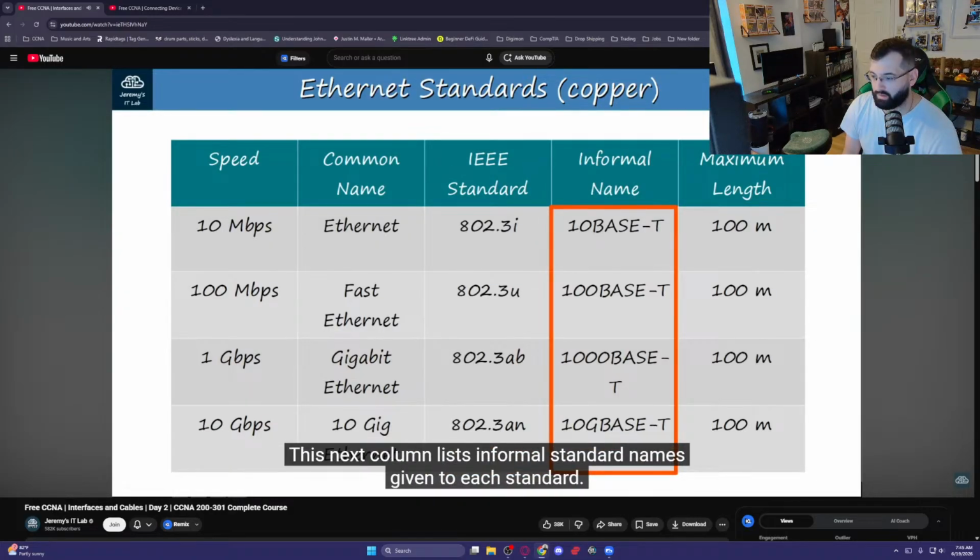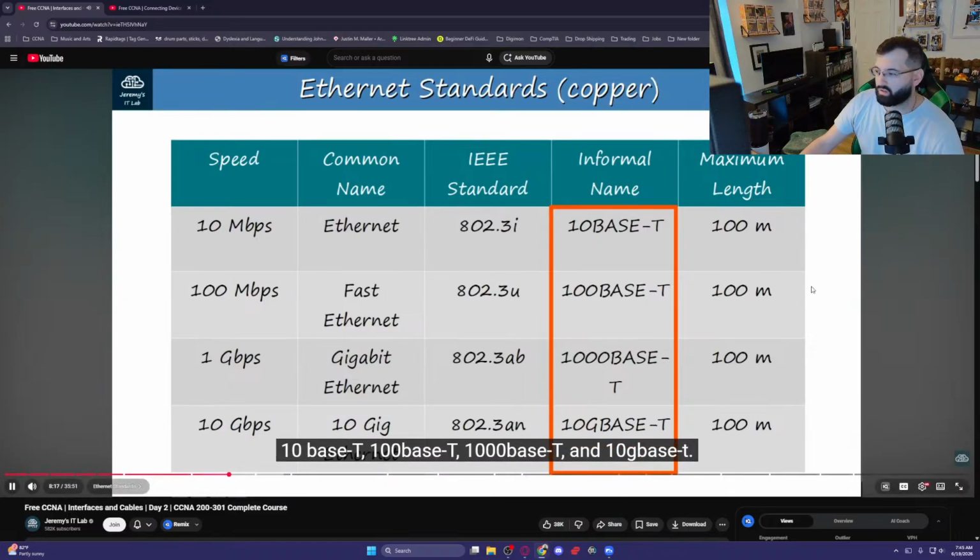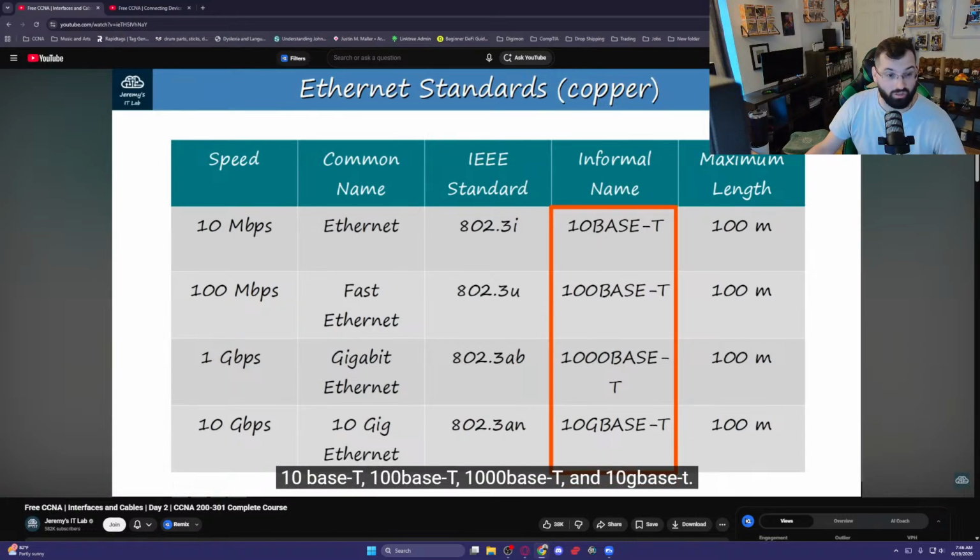This next column lists informal standard names given to each standard: 10 base T, 100 base T. Because these letters right here represent whether or not it can travel across 2.5 or 2.4 gigahertz or 5G. Basically, like, when on your phone you have the 5G internet, that's significantly faster than the 4 or the 2.4, right?